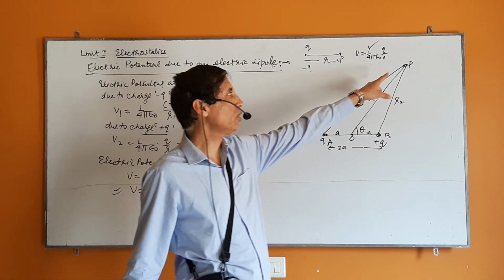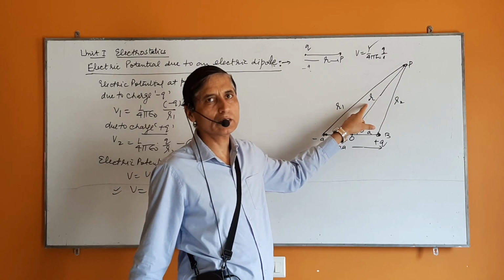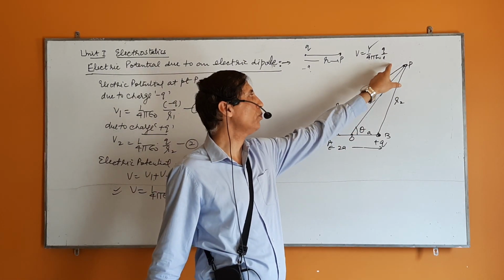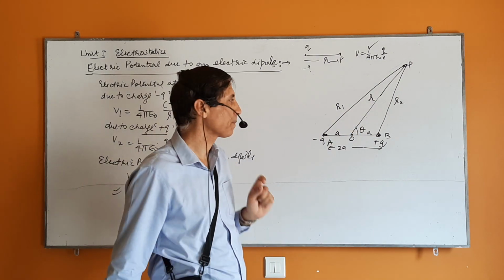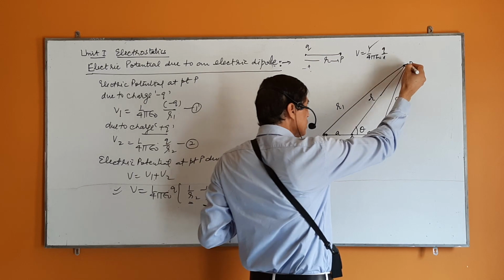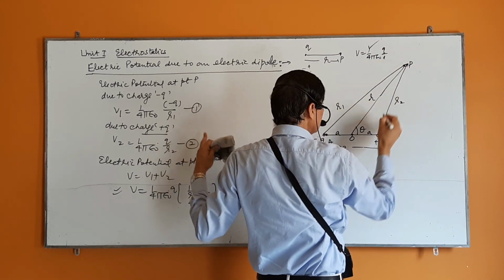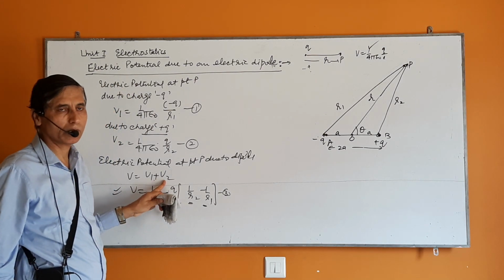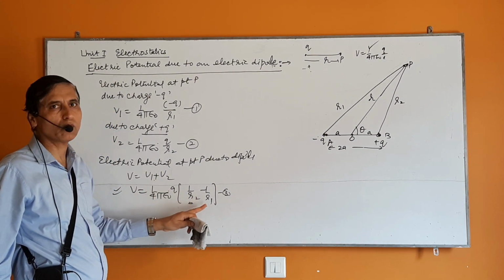There is a general point P at distance r from the center of the dipole, so that the line OP makes angle theta with it. Now, first we have calculated at point P due to charge minus q, and this is the result. Then due to charge plus q, this is the result, and we have taken the algebraic sum. But the problem now is to find r1 and r2.